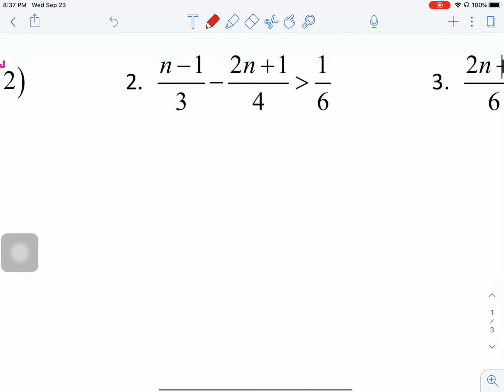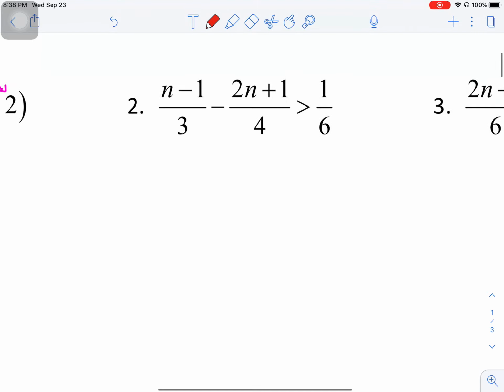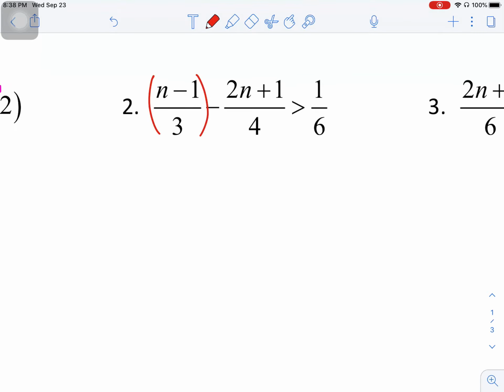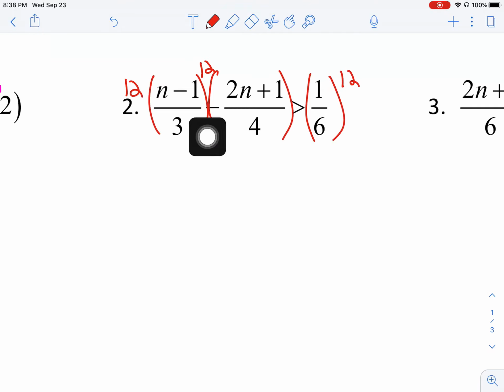Please do not get worked up because you have some fractions, okay? The nice part about problem number 2 is, yes, you have fractions, but we also have a common denominator. That's not hopefully too bad to find. 3, 4, and 6 all have the least common multiple of 12. So I'm going to take every one of these pieces and multiply it times 12. Now, because I'm multiplying times a positive value, this inequality symbol does not change in the slightest.